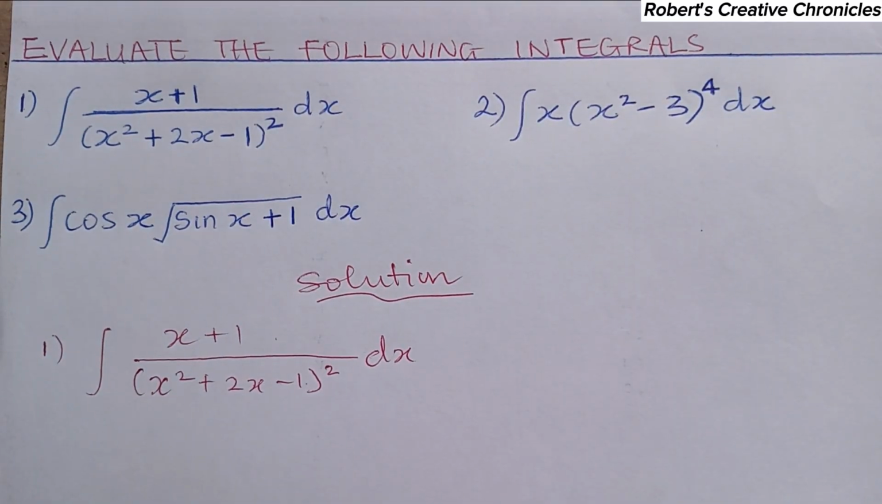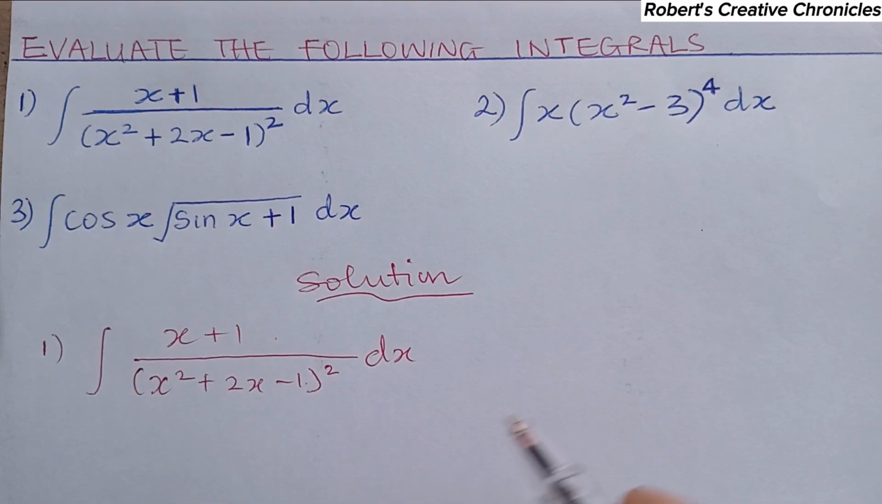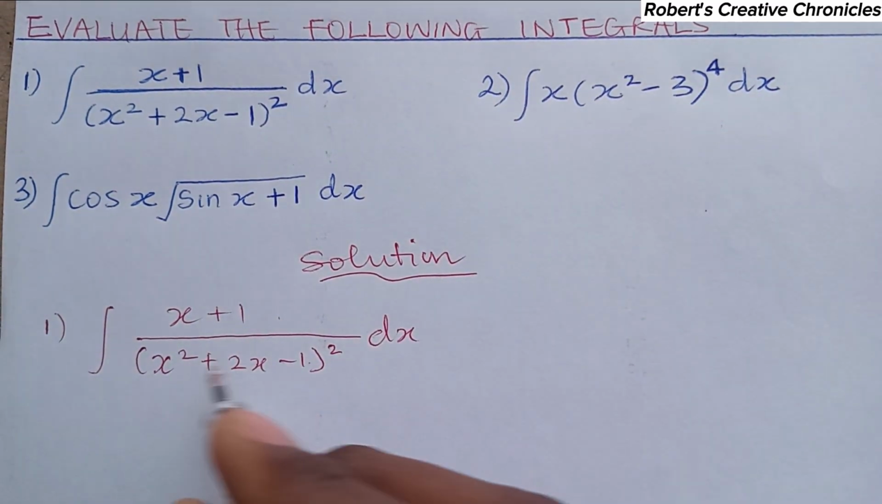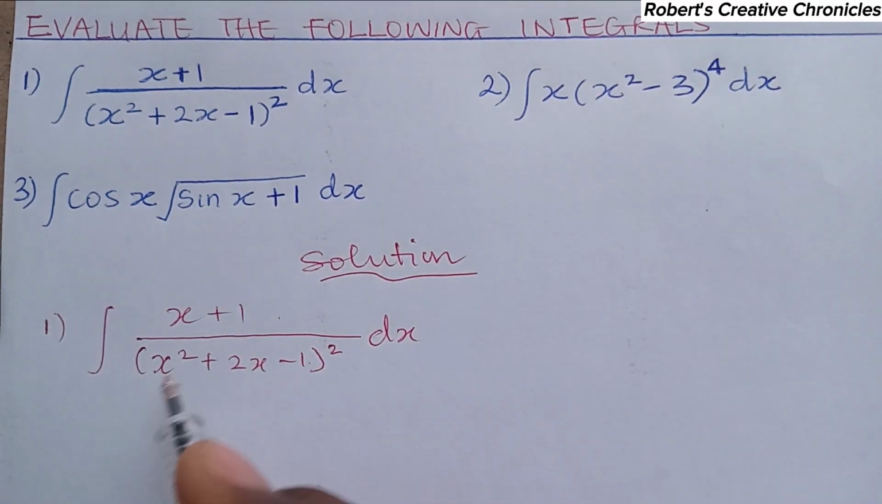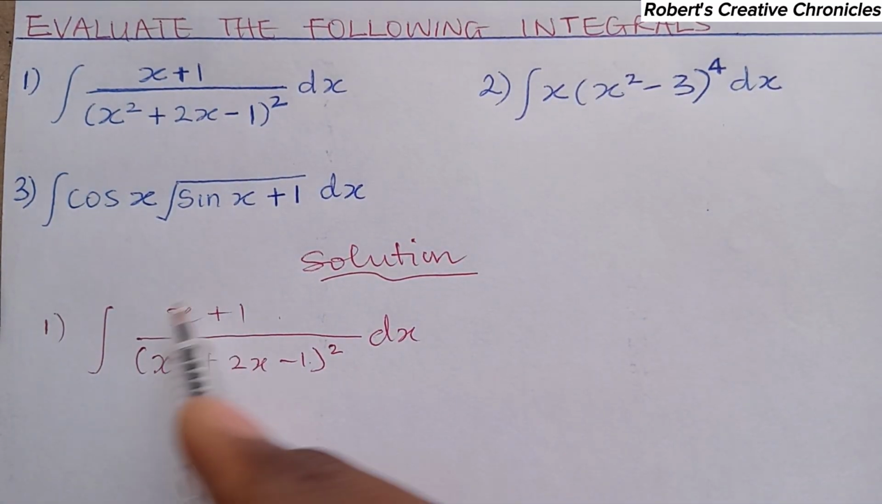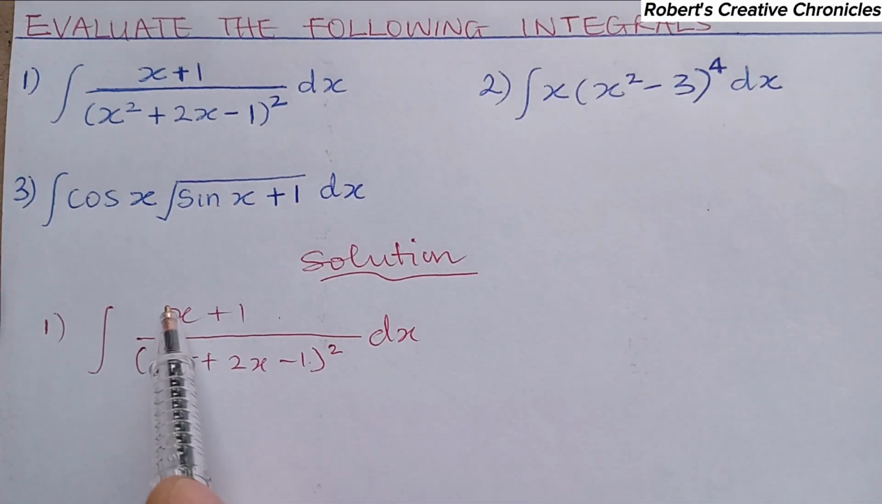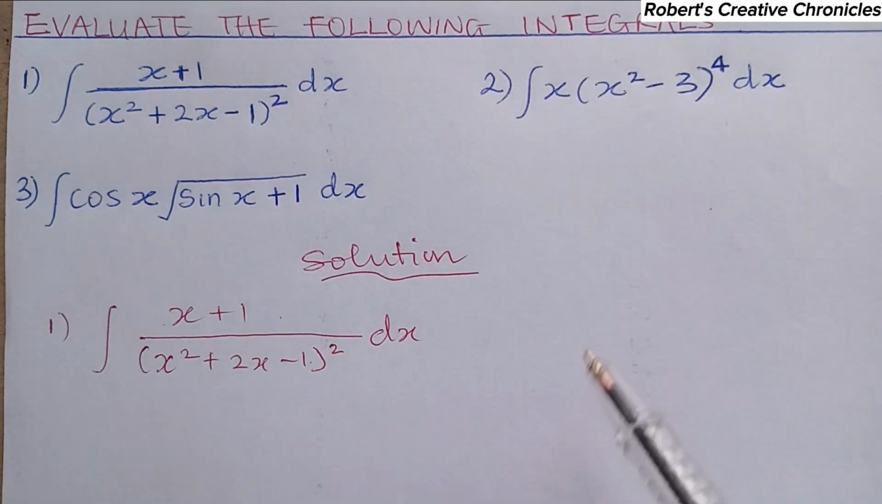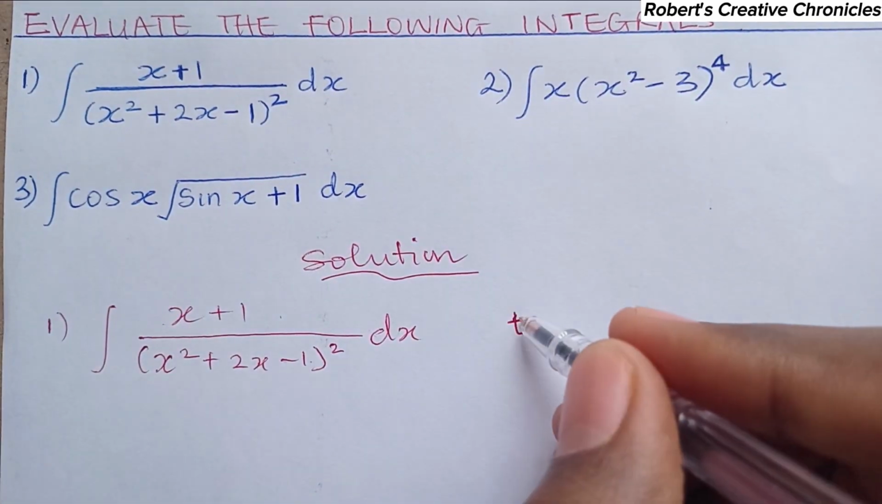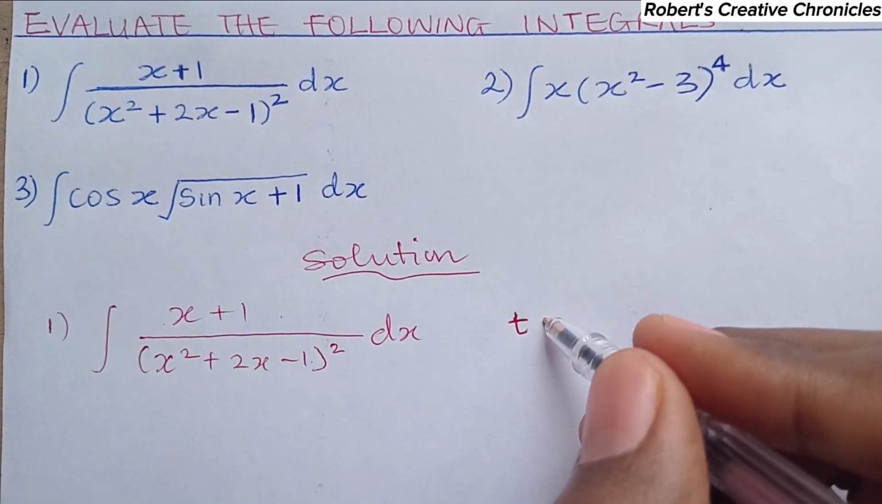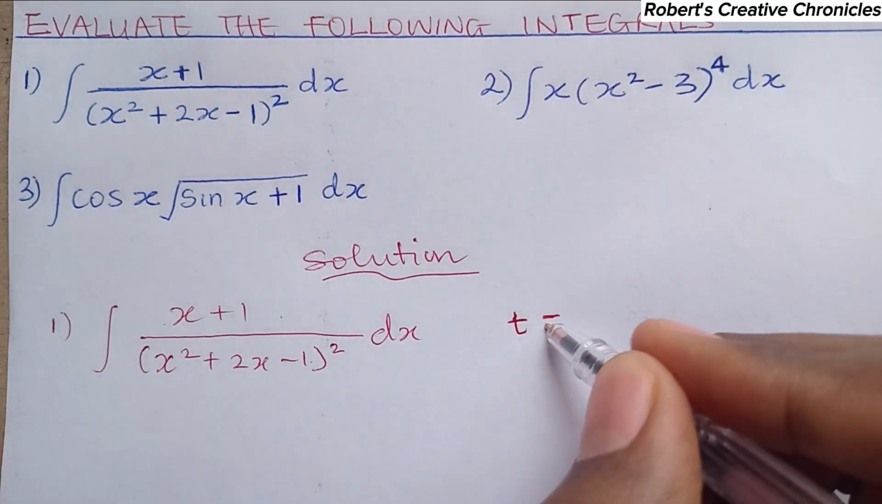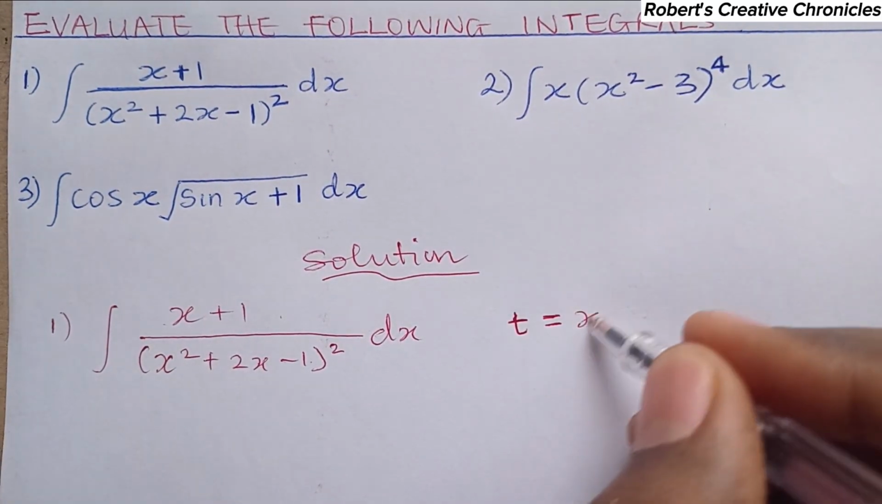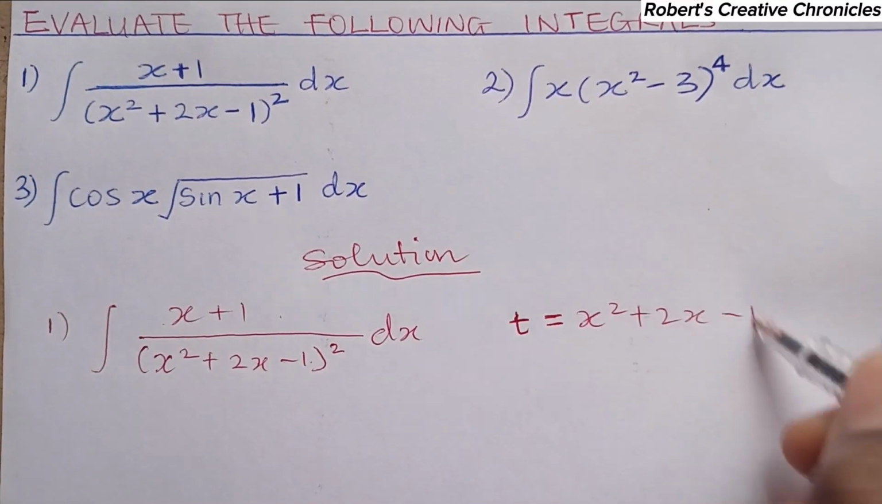So now we will do it. We'll substitute t as the bottom one, so that when we differentiate it, we get a function that will cancel this one. Because if we pick x plus 1 as our t, we will get 1 as the derivative, and 1 will not cancel any function of x. So we want a function that, when we select it, can cancel other functions of x. So t will be equal to x squared plus 2x minus 1.